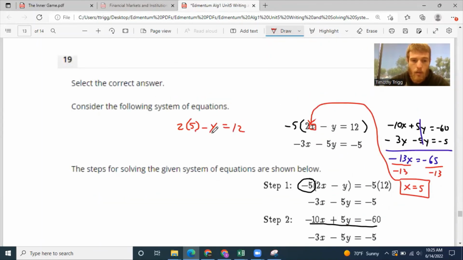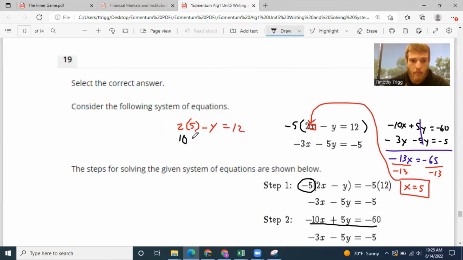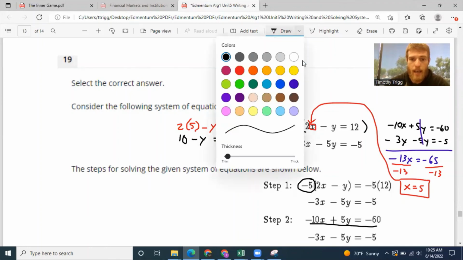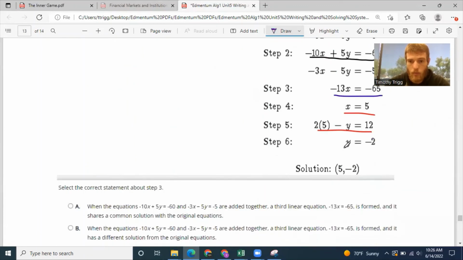Okay. Then let's go ahead and solve for y here. So that's going to be 10 minus y is 12. Subtract 10 on both sides of the equation, giving us that negative y is 2. Divide both sides by negative 1, giving us the value of y is negative 2. Okay, so we got that as well.